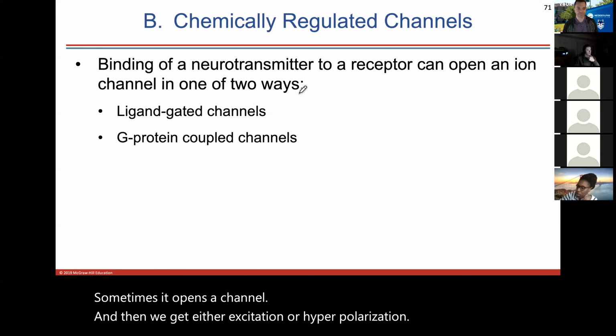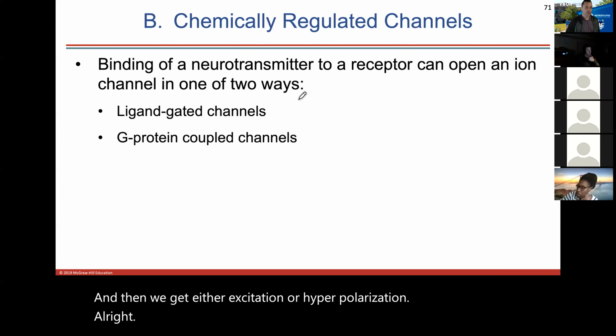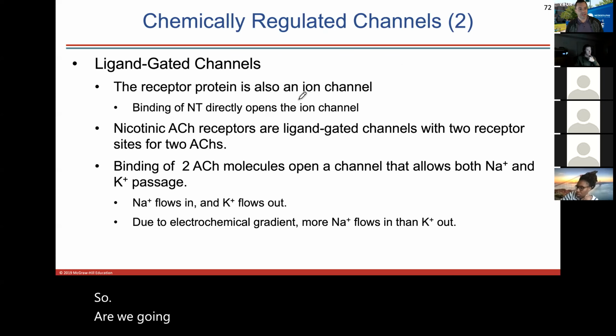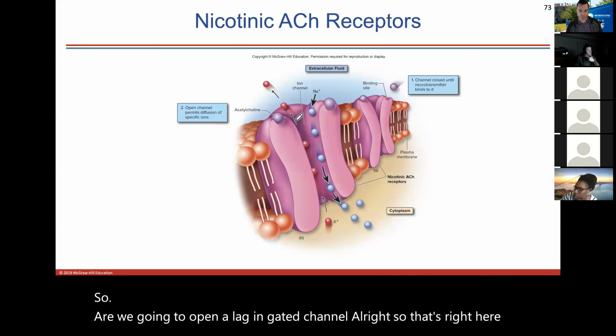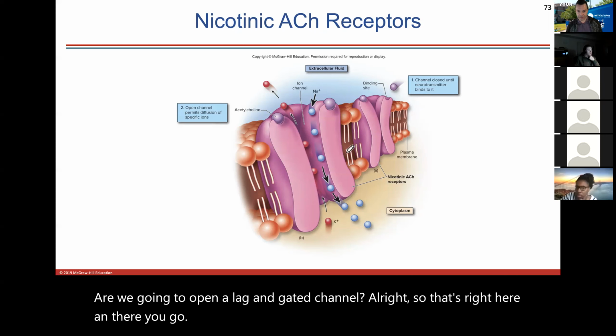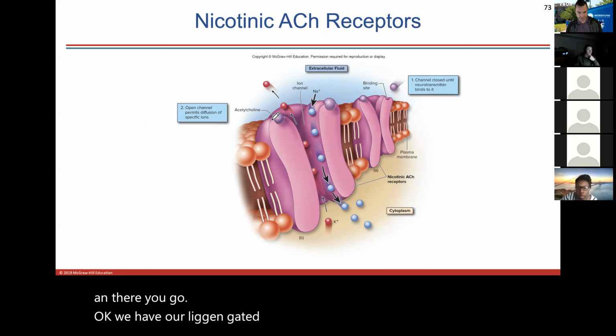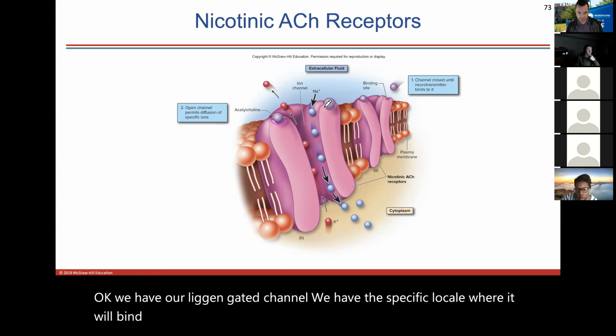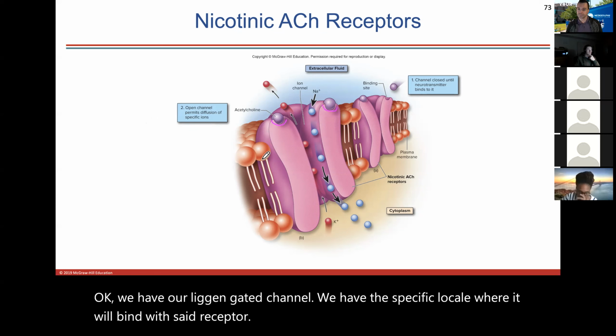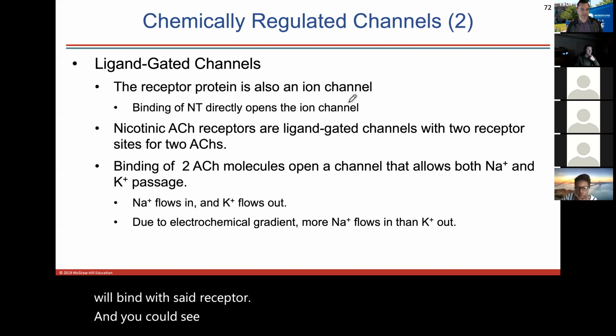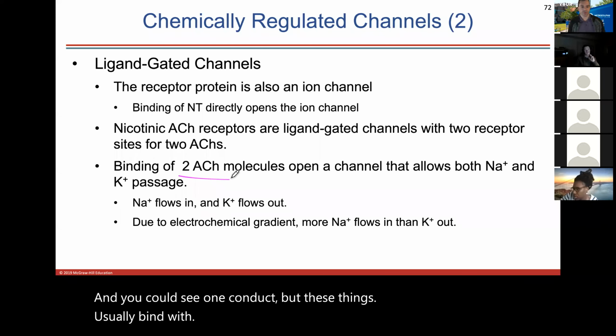All right. So, are we going to open a ligand-gated channel? That's right here. And there you go. We have our ligand-gated channel. We have the specific locale where it will bind with said receptor. And you can see one can dock, but these things usually bind with two molecules of acetylcholine.